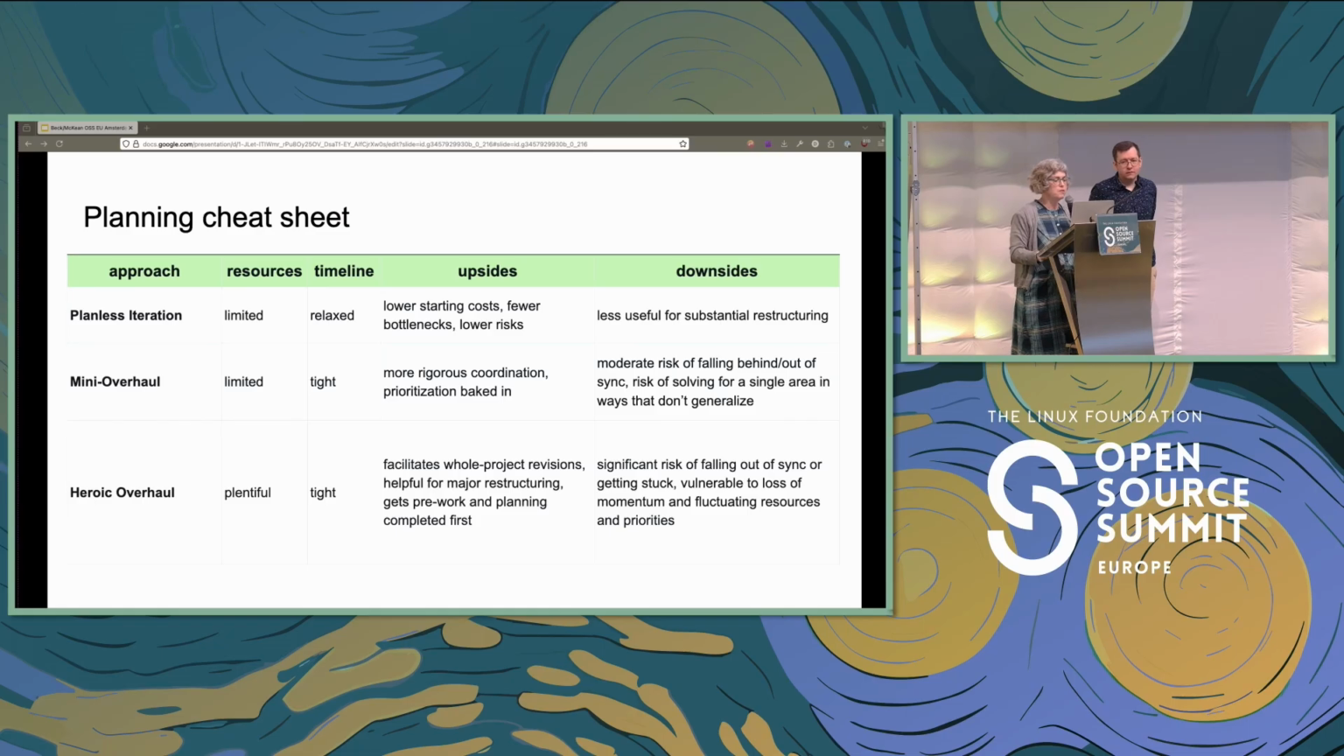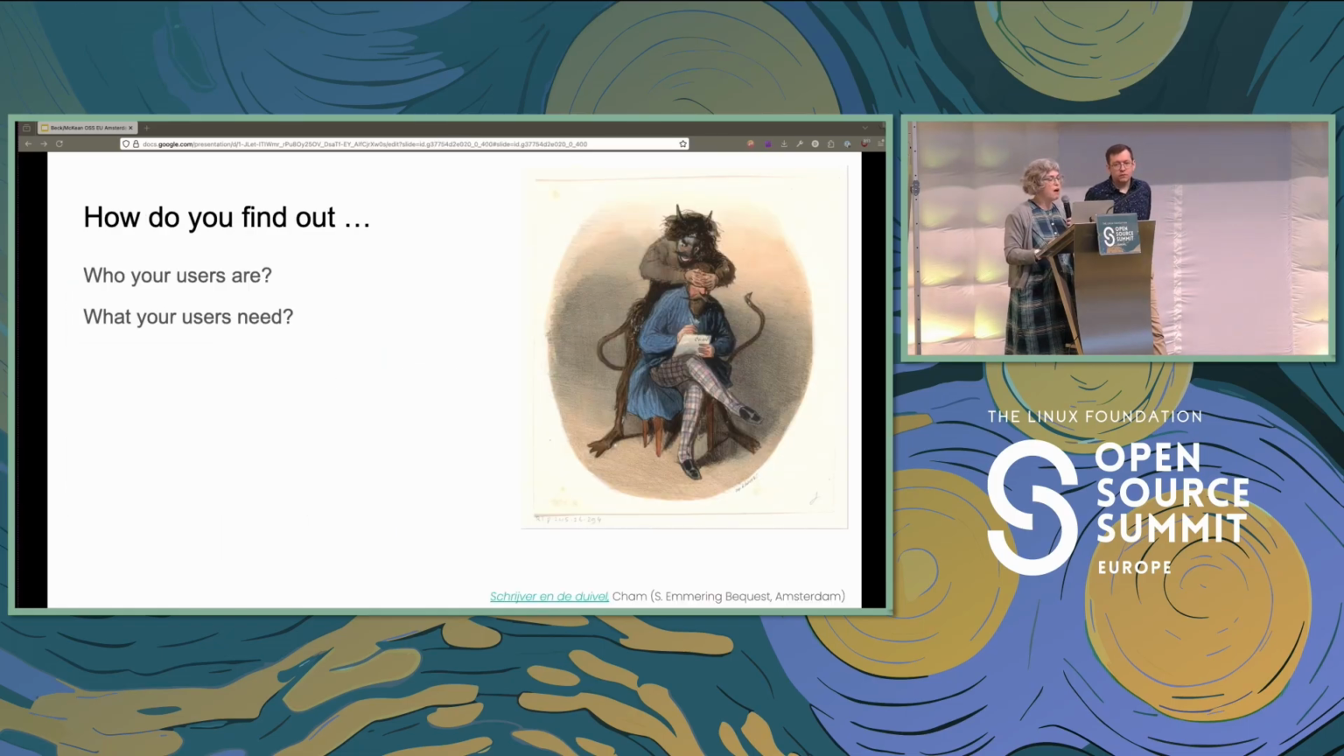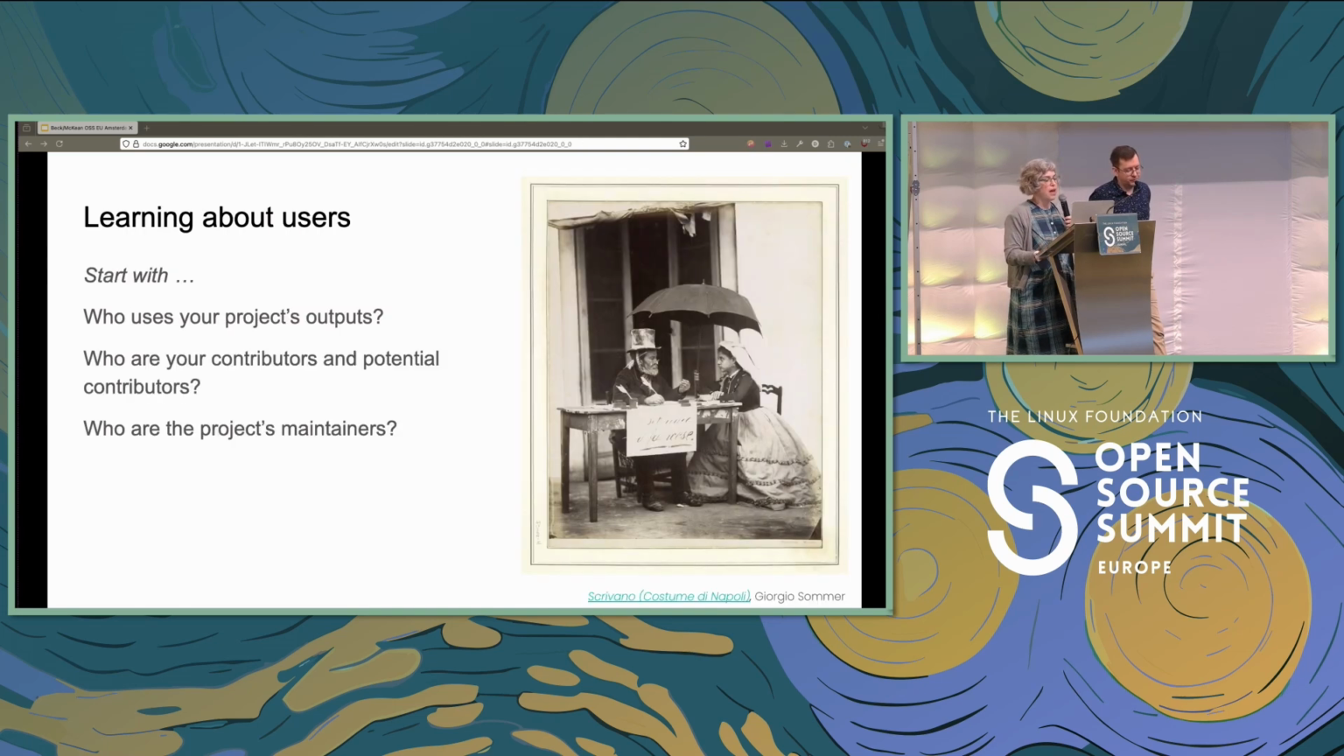So other parts of the Docs Advisors really focus on how do you find out who your users are and what your users need? Because I can guarantee you that the imaginary user in your head does not have the same needs as your actual user in your actual project. And a great way to start learning about your users is to figure out who uses your project's outputs, who are your contributors and potential contributors, and who are the project's maintainers.